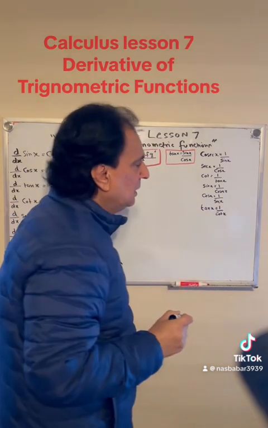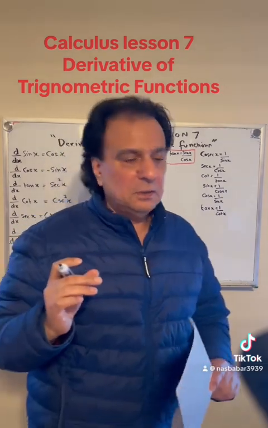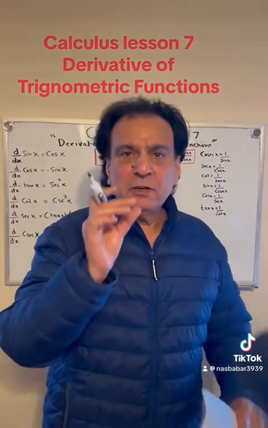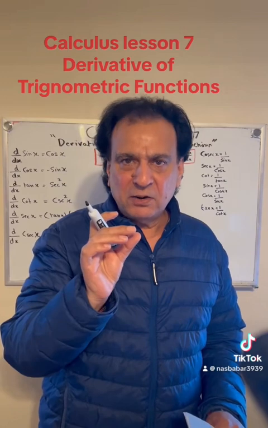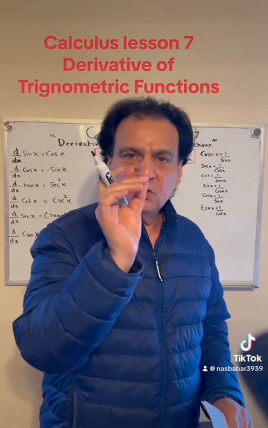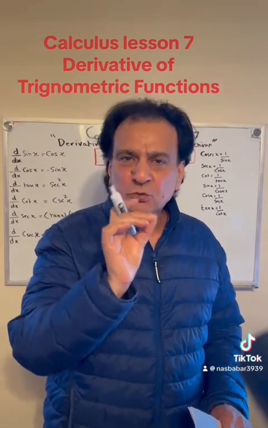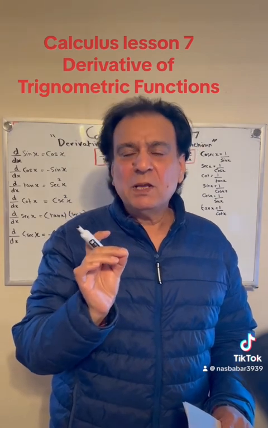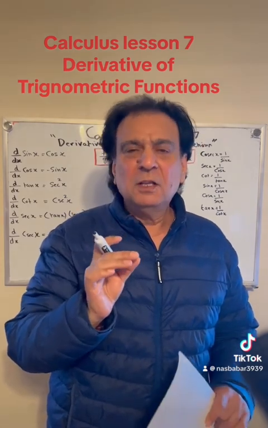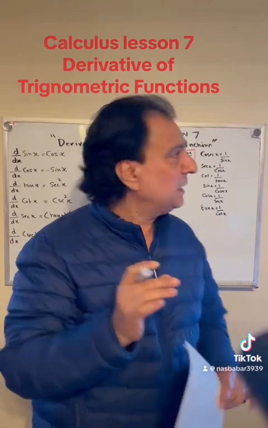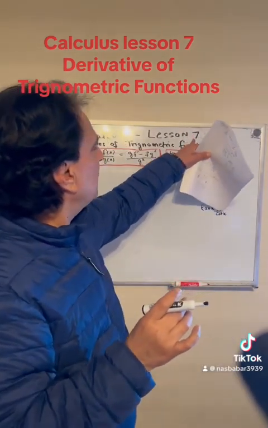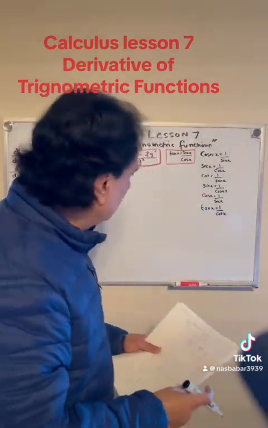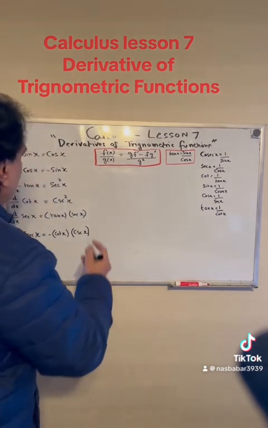Now, in my last lecture, I drew a right angle triangle, and I showed you what sine of x is, what cosine of x was, what tan of x was, and so forth. So if you need to refresh, go back and listen to lesson number 6. However, in this one, let me ask you this.